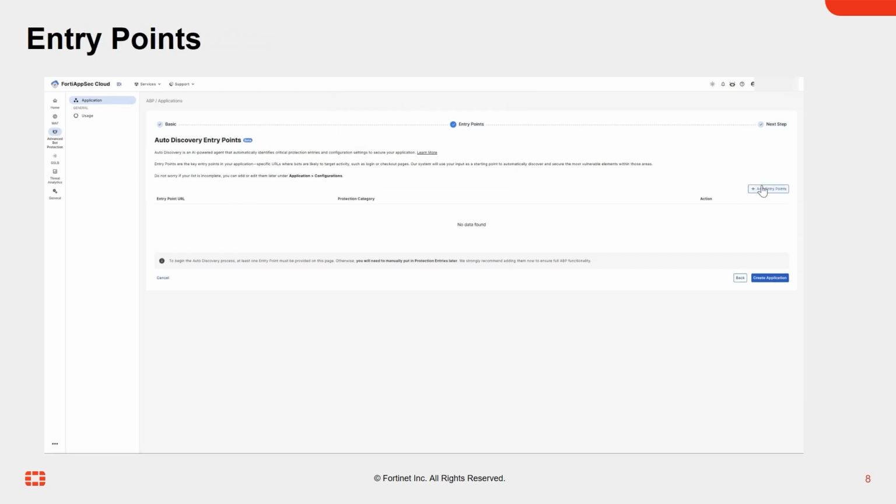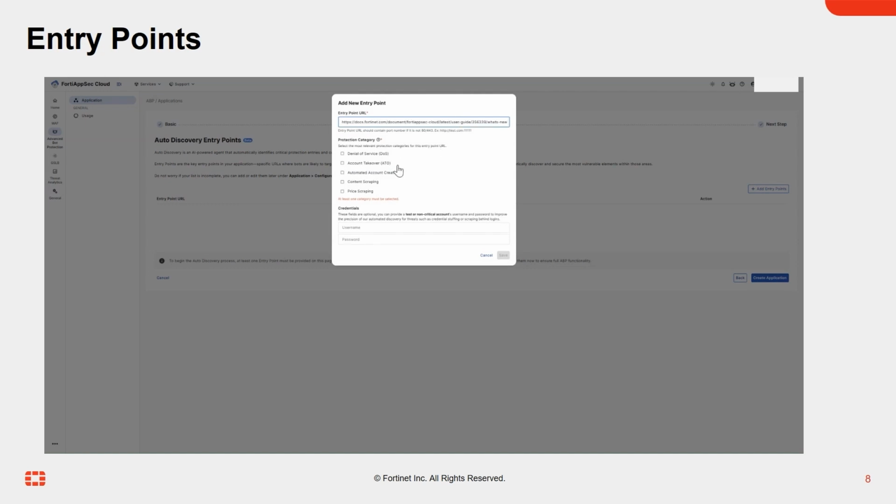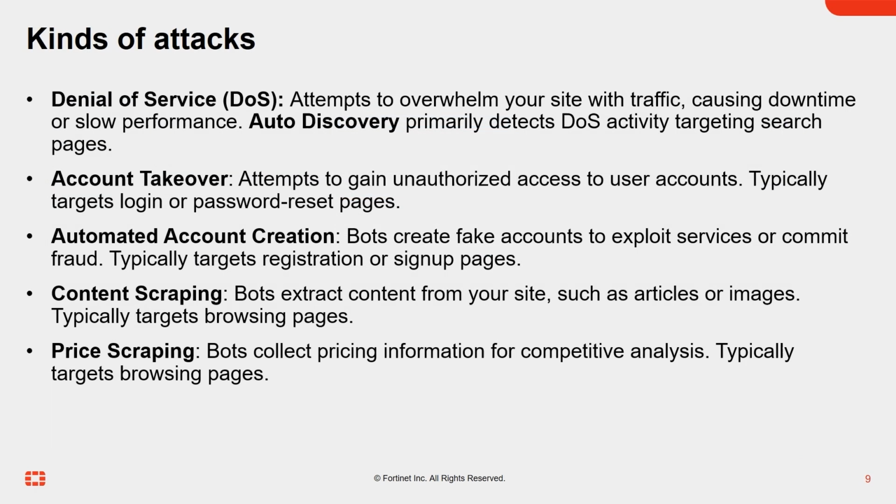On the Entry Points page, add entry points to indicate URLs on your page that users and bots interact with. Focus on pages you expect to be targets for bot activity. These typically include pages where users submit sensitive information, such as login, sign-up, or checkout pages. When adding entry points, select only the most relevant protection categories to speed up the auto-discovery process.